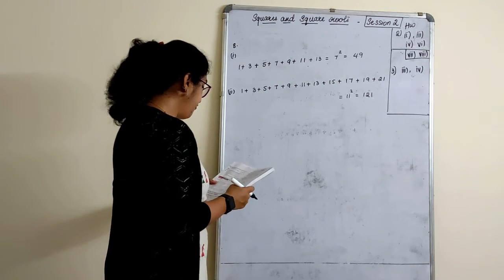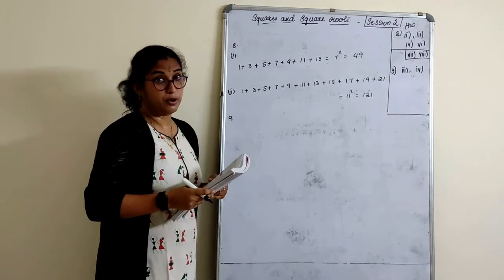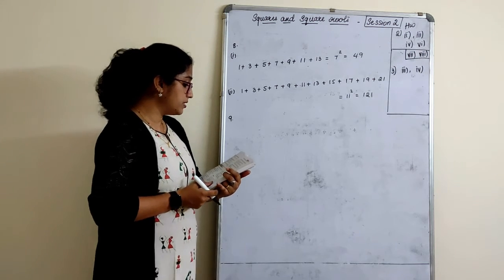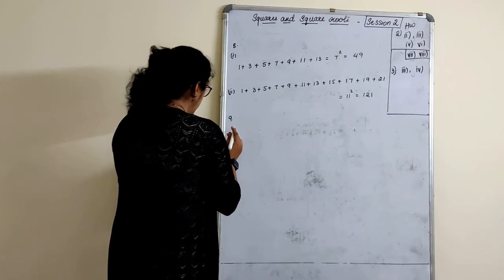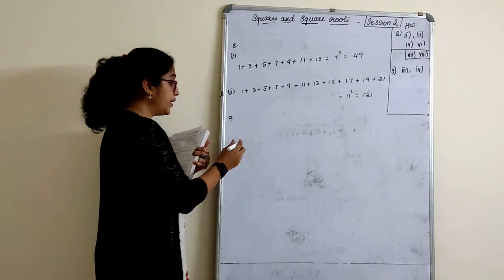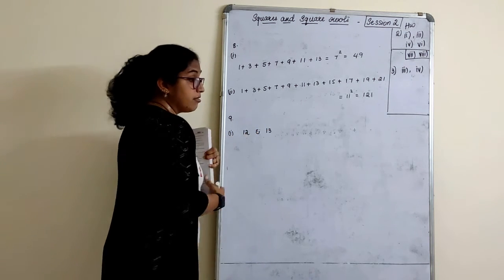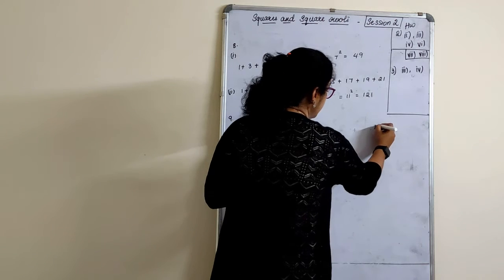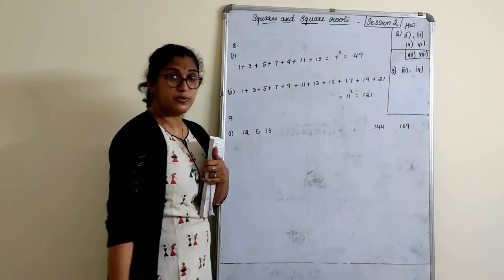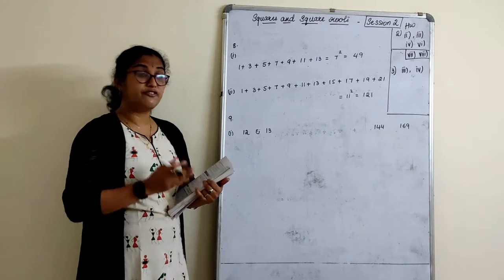So we'll find finally the last one from this main, that is the 9th one. This is also one property, children. How many numbers lie between the squares of the numbers 12 and 13? That means they are asking between 144 and 169, how many numbers will lie? Will you sit and count them and write? Not feasible. There is a formula for that.